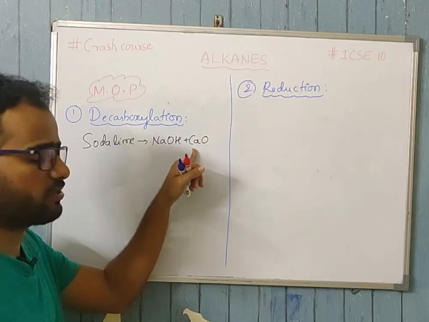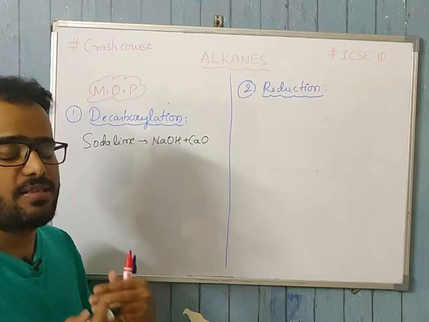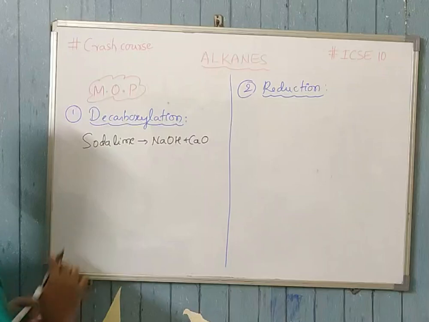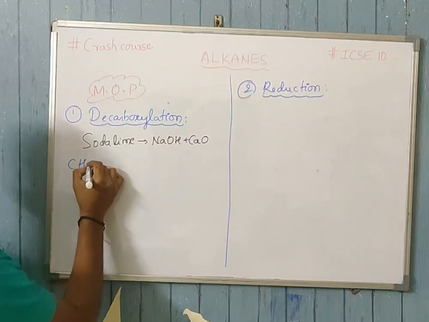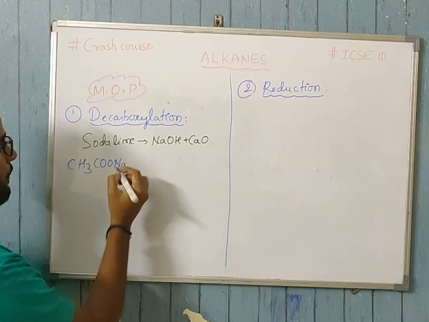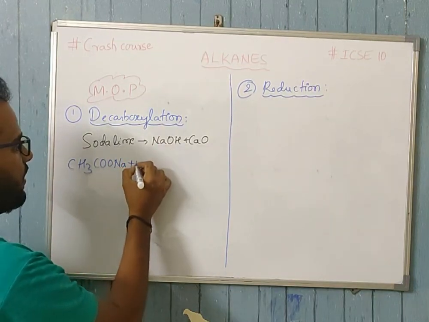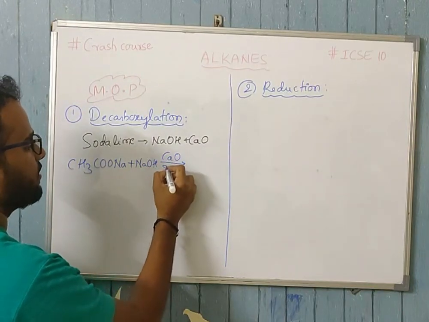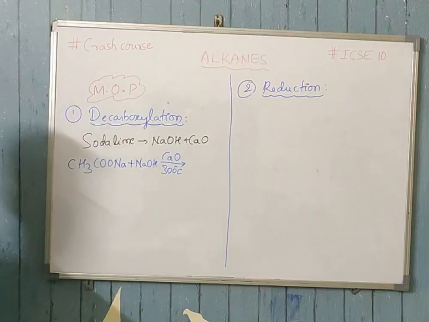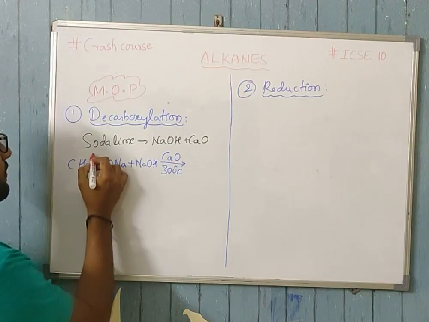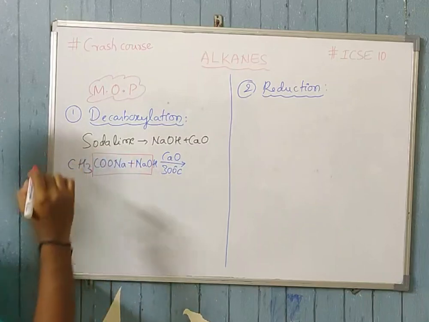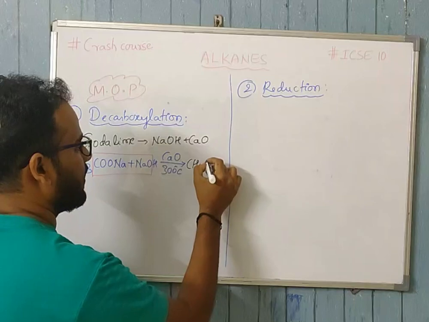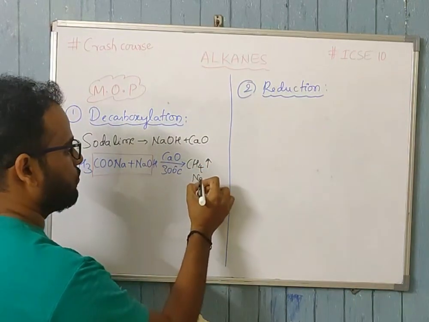As you also know, calcium oxide is a drying agent. What starting material do we take here? For methane we take sodium acetate, formula CH3COONa. CH3COONa plus NaOH, in the presence of calcium oxide and heat at 300 degrees Celsius. What we have to do here is remove the sodium carbonate part. CH3 and H will become CH4 gas, and we get sodium carbonate, Na2CO3.